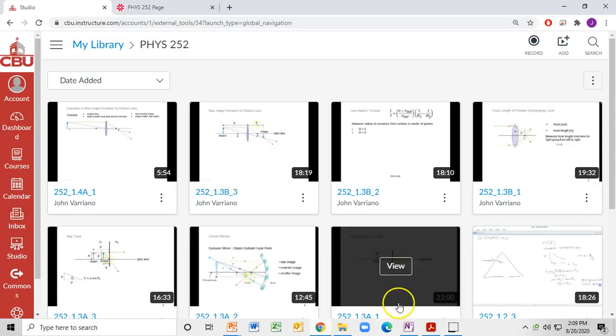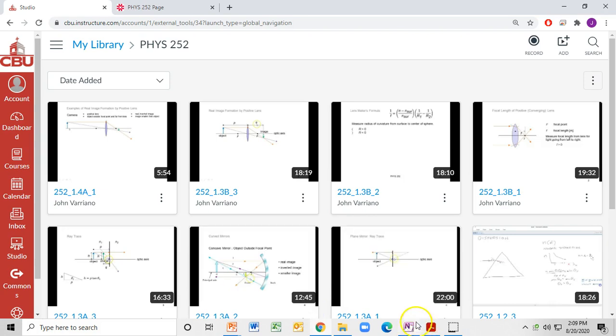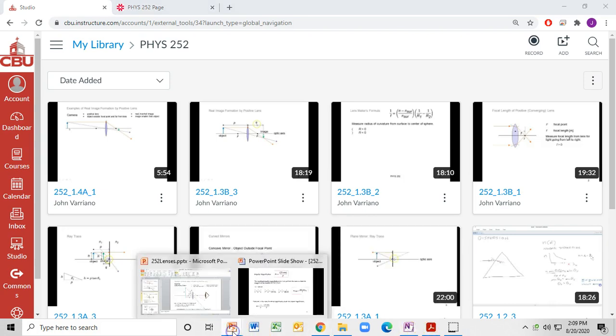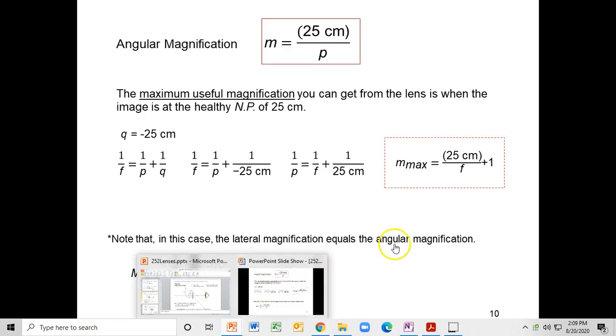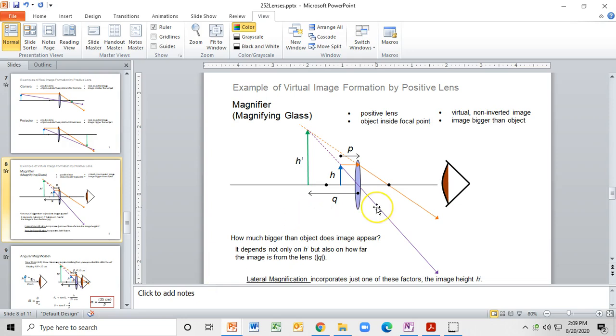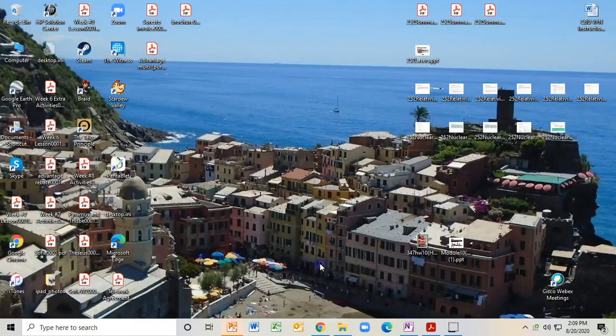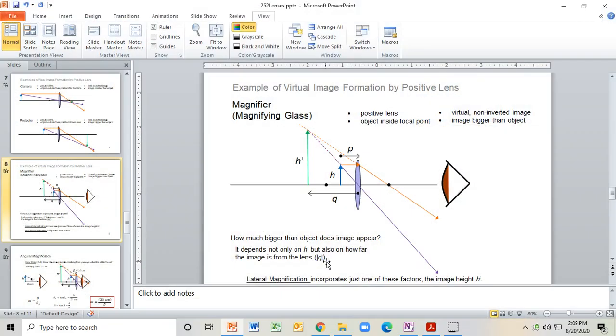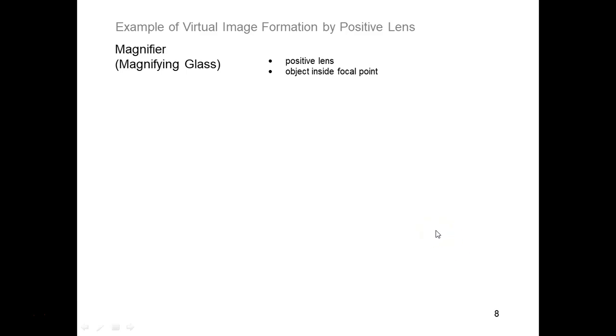Hey everybody, welcome back. So what we're going to do is continue looking at image formation by a positive lens, but this time we're going to look at how it can form a virtual image, being used as a magnifier. So this is another simple optical system using a single positive lens. We'll go ahead and get the slideshow started.